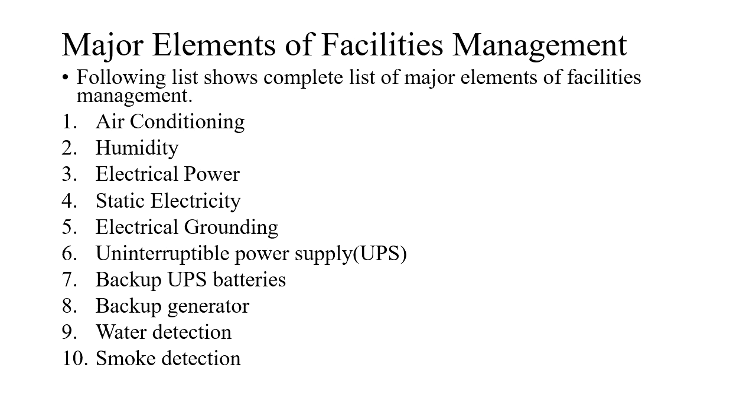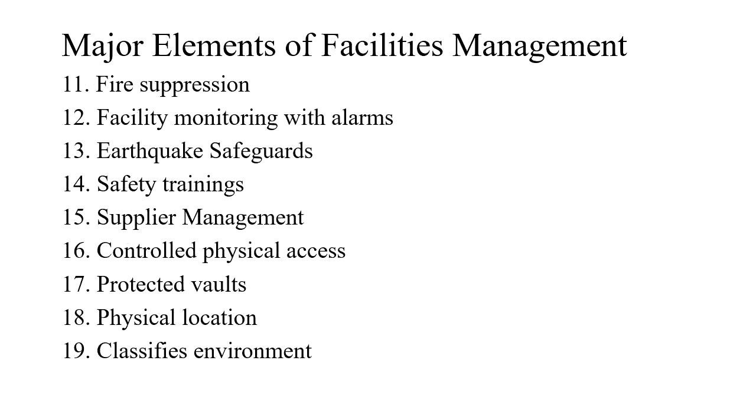It checks whether UPS batteries are kept fully charged or not. Then backup generator. It provides backup power to the resources in an emergency. Water detection. Water detection is a common environmental guard. Then smoke detection. It is also common in today's data center. Then you have fire suppression.